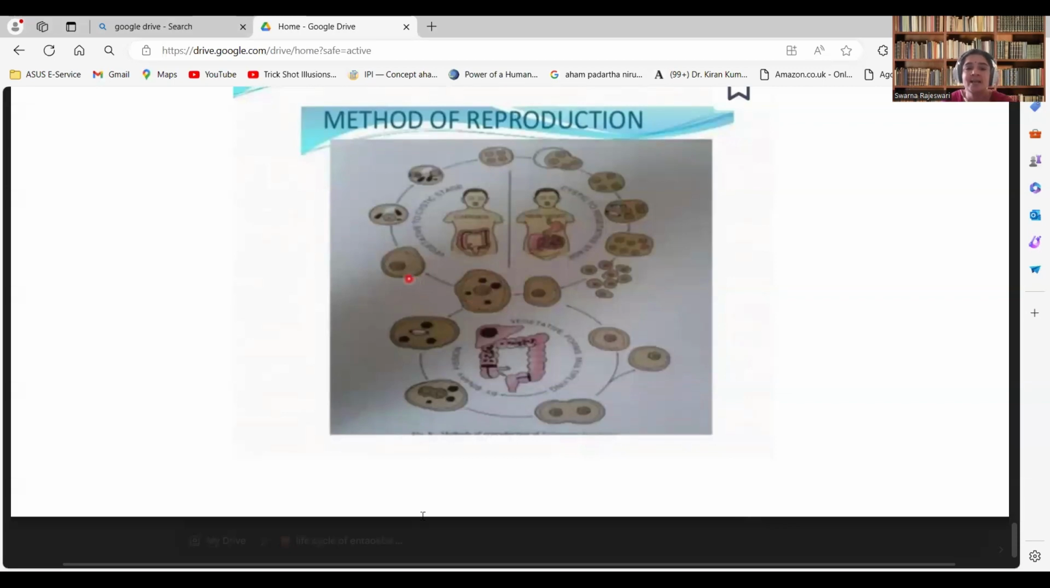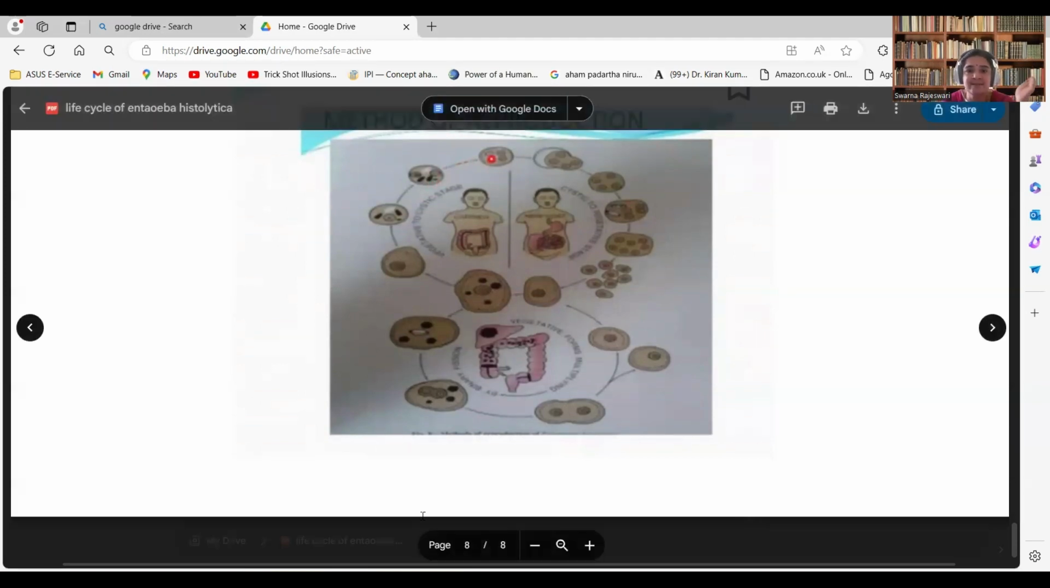When it is swallowed, it mainly enters the large intestine. As we know, the home of this parasite is the large intestine of man, so it enters the mucosal and submucosal layers of the large intestine. So in the large intestine of man, the parasite will now come out of the cyst.